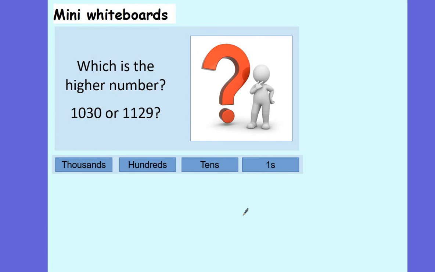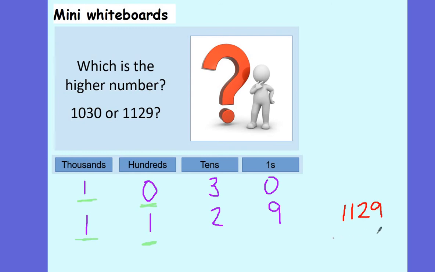Okay guys, pause the video for a minute or two. Which of these two numbers is the larger number? Right, let's compare them. I've got 1,030 and 1,129. Now this time, they've both got a 1 in the thousands column, so we can't yet tell which one's bigger. However, this first one's got a 0 in the hundreds, whereas the second one's got a 1. Therefore, 1,129 must be the larger number.